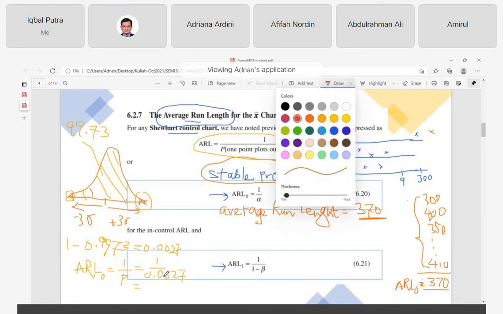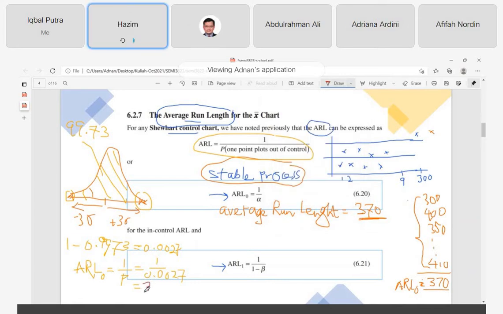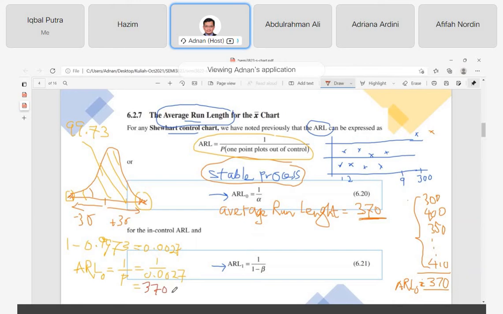370. So we can round this off and say 370. This 370 is the false alarm. So on average, if we run a stable process, there will be 1 false alarm every 370. The process has no problem, but the control chart shows 1 point outside.